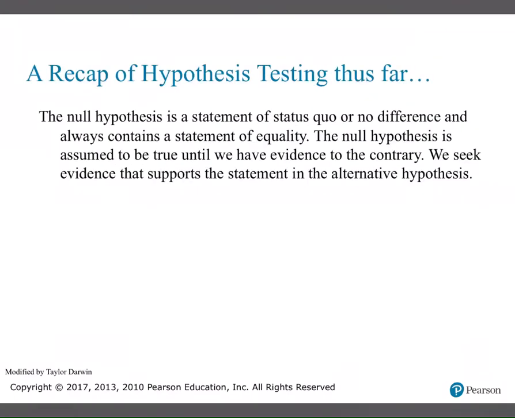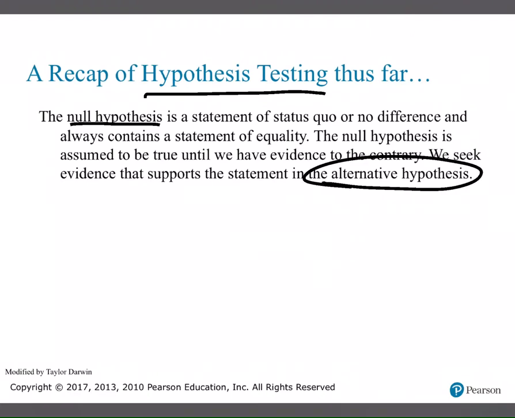So, just to reiterate what hypothesis testing is overall, or what we've learned so far: the null hypothesis is a statement of status quo or no difference, and it always contains a statement of equality, so it's always equal to. The null hypothesis is assumed to be true until we have evidence to say it's not. Innocent until proven guilty, basically. We seek the evidence that supports the statement in the alternative hypothesis. So we are trying to prove that the alternative hypothesis is true.